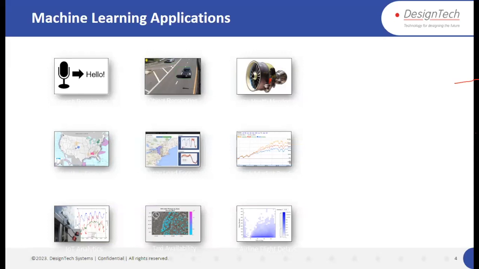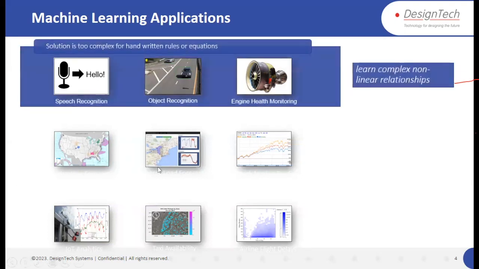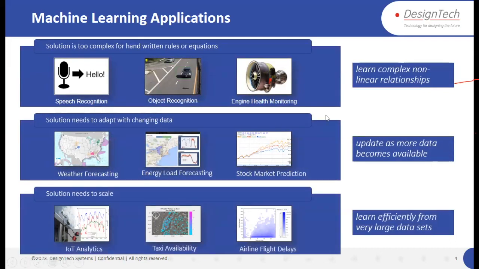Further, we have airline flight delay. So for this type of application, we can generally use machine learning. Here, what we can do is learn complex non-linear relationships. A machine learning algorithm learns complex patterns from non-linear relationships in the data.